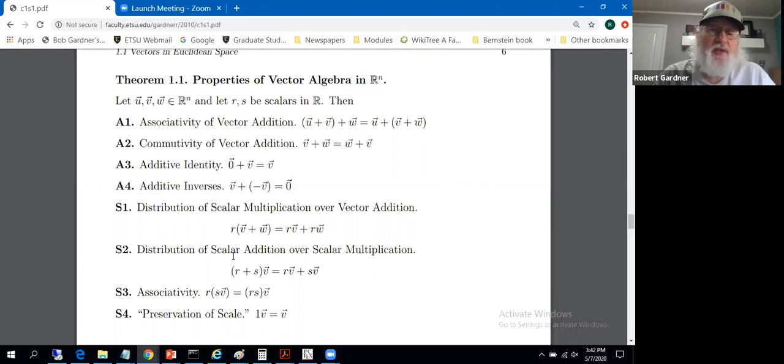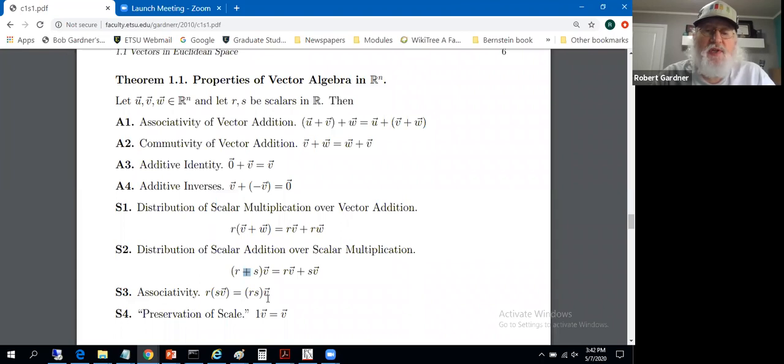Similarly, we can have a distribution of scalar addition over scalar multiplication. Scalars r plus s times vector v equals scalar r times vector v plus scalar s times vector v. Here we've got right there the scalar multiplication operation, and here's the second operation, scalar addition right there. For distribution, you have to have two operations. In this case, two operations, both in S1 and S2.